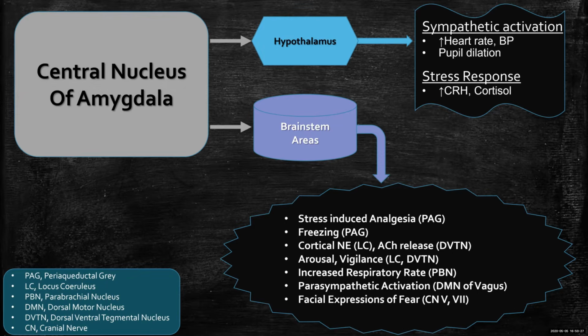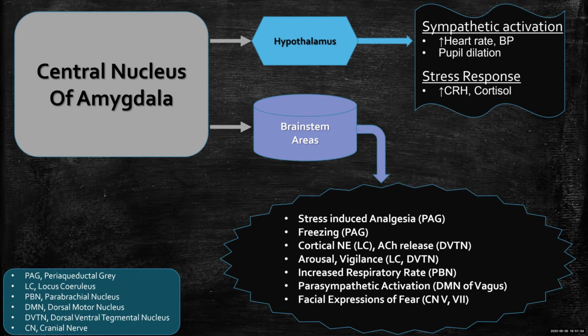The brainstem areas, such as the periaqueductal gray, which is very important in pain modulation, become activated, inducing stress-induced analgesia, which is basically when you are in the fight or flight response. We know that this diminishes the pain signals that are coming in. This is good for survival because the last thing you want to do is be focusing on pain as you're trying to get away from a very stressful, threatening situation. Periaqueductal gray, when stimulated in animals, also causes a freezing behavior.